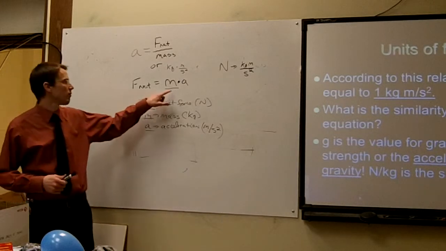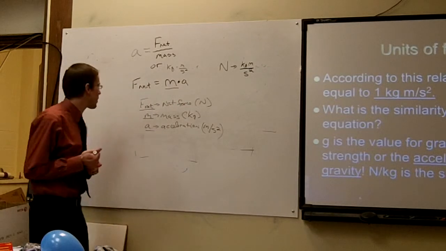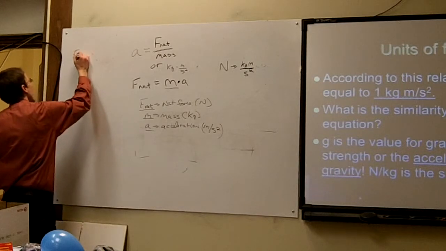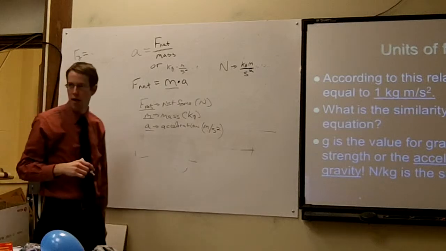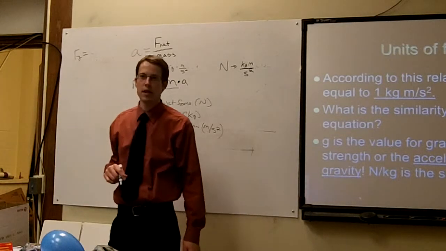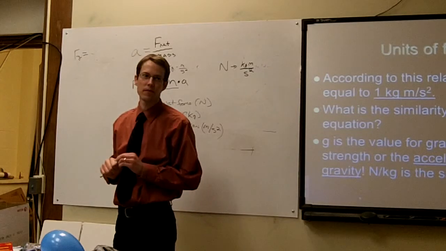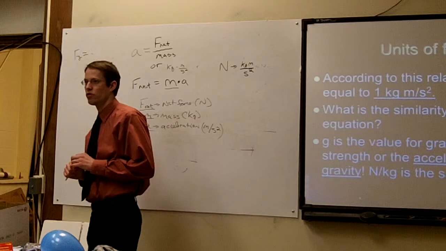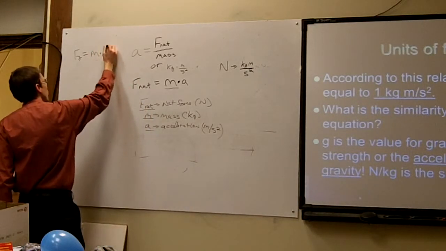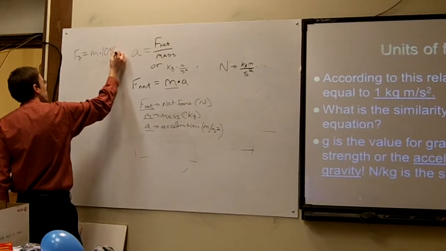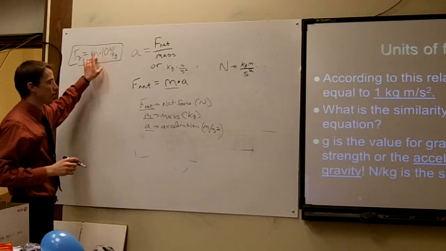How is this similar to our force gravity equation from last unit? Does everybody remember it? It's Fg is equal to, what was the other two parts of that equation? M times something. It's a real simple number. M times 10. Oh, newtons per kilogram. Okay? How are these two similar?